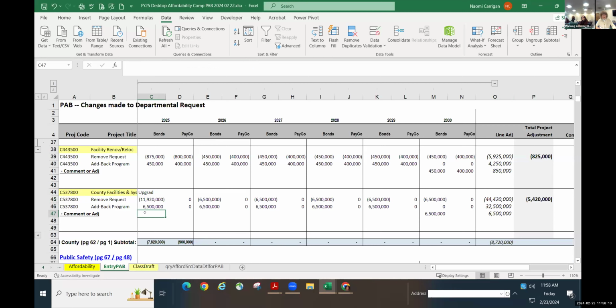Yeah, I'm trying to pull it up to remind us what it was. Let me just check my notes here. Maybe I have something. 780. I don't have any comments on that one. For county facilities and systems upgrades, you were wondering what the funding's going to?